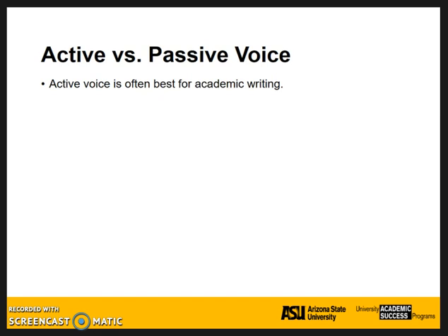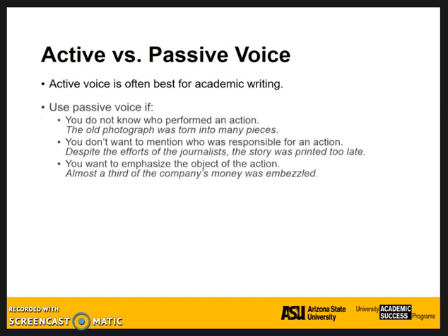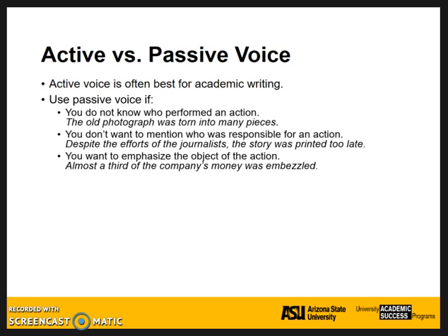Active voice is often best for academic writing. However, you should use passive voice if you do not know who performed an action, such as, the old photograph was torn into many pieces. If you don't want to mention who was responsible for an action, such as, despite the efforts of the journalists, the story was printed too late.